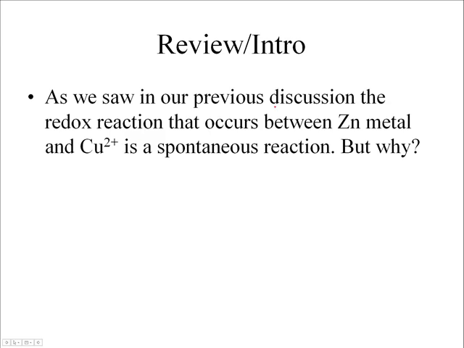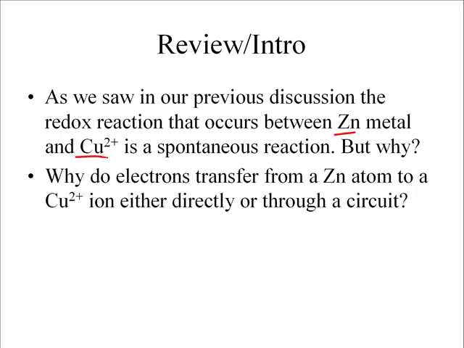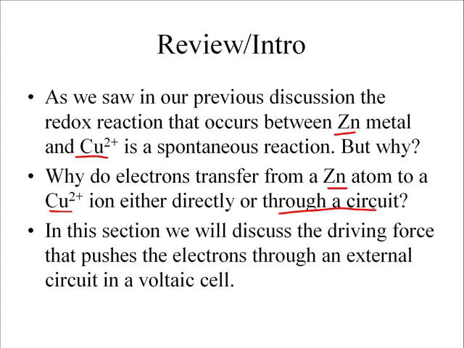Okay, just like in our discussion yesterday, one of the redox reactions that we talked about was zinc metal reacting with copper and producing copper metal and zinc ions. Okay, and one of the things we're going to be talking about today is why does that actually occur? Another way to look at it is why do these electrons transfer from a zinc atom to a copper ion, or why will it do it if you're using a voltaic cell through a circuit? So we're going to talk about this driving force that pushes electrons through an external circuit in a voltaic cell.